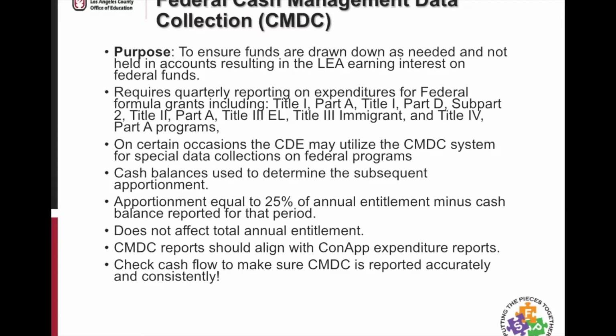One important thing to keep in mind is that this is where the rubber hits the road in terms of cash flow. If you're not reporting that you're spending it down, then funds aren't flowing to your LEA as they should. So if you see that you're not getting your apportionments of certain program funds, you need to check and make sure it's reported. Sometimes it's not that you haven't spent it, but that you haven't reported it.